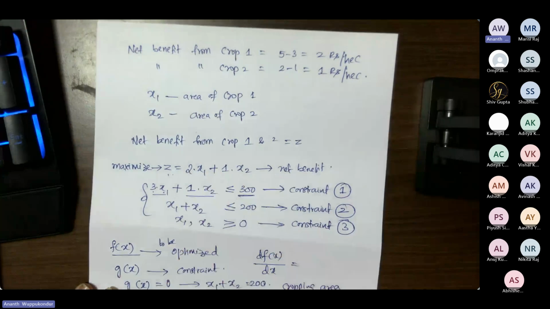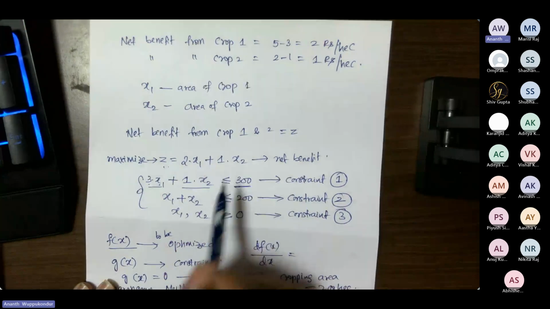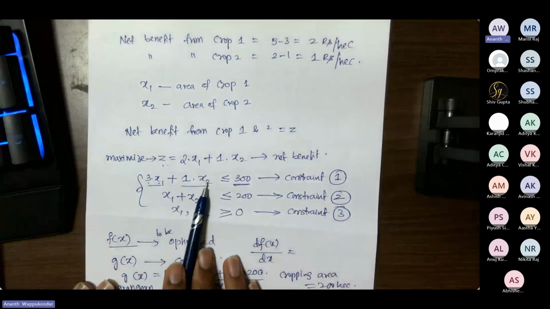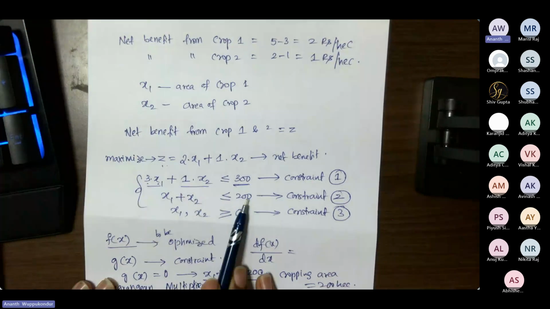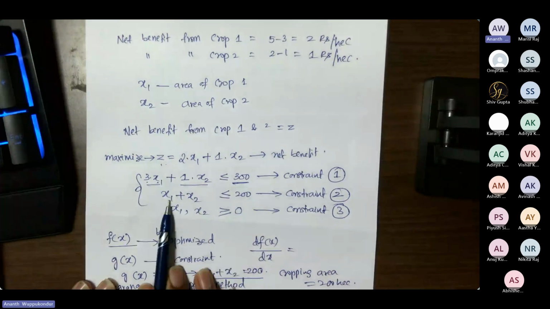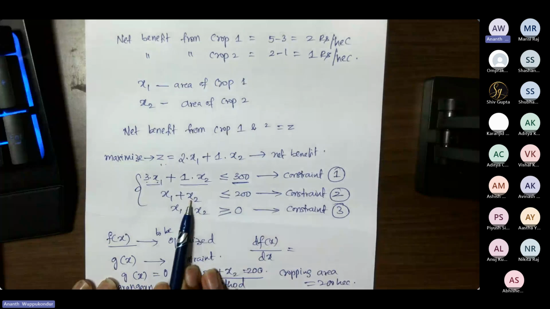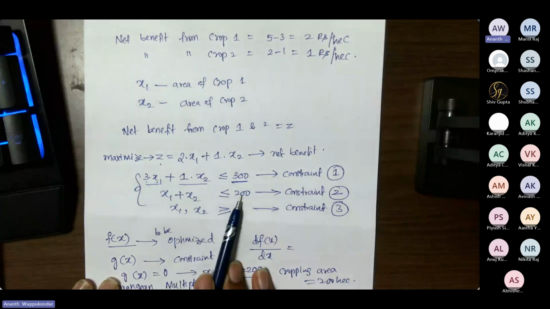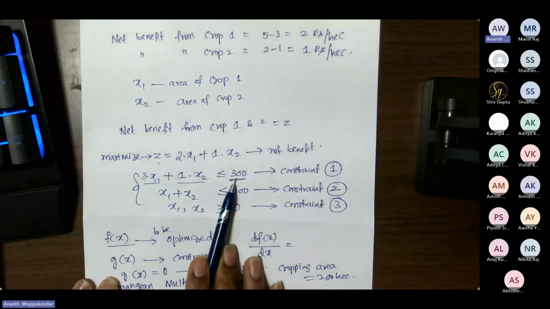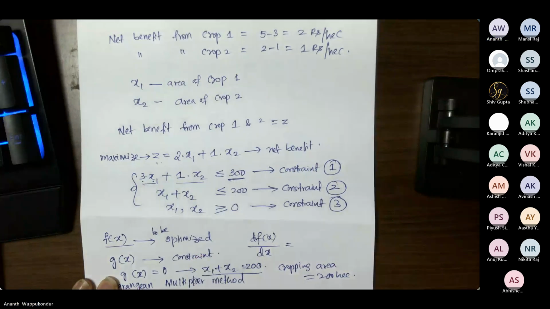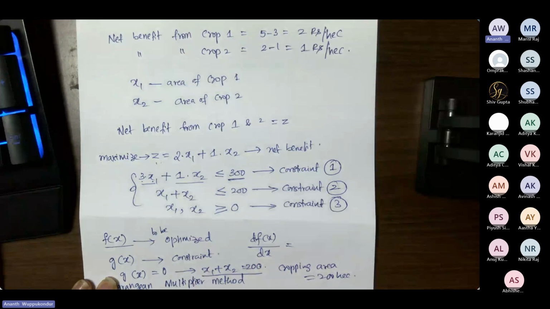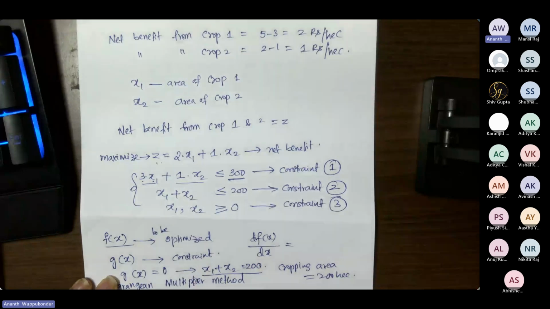And to maximize this, we also have constraints such that the total area of the crops is only 200 hectares. So crop 1 and crop 2 together can only be grown in a total area of 200 hectares. And the total amount of money that is available is only 300 rupees or 300 units. And at any given point of time, the area of crop 1 and the area of crop 2 can only be either 0 or positive. It cannot be negative. So these are the constraints that we have.